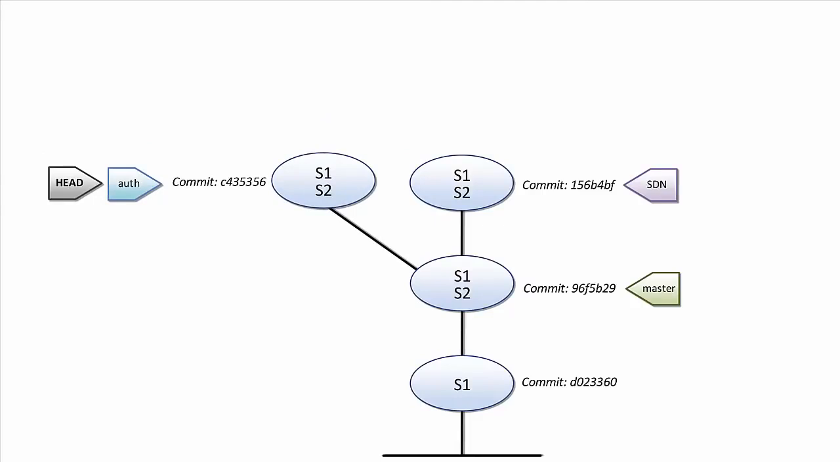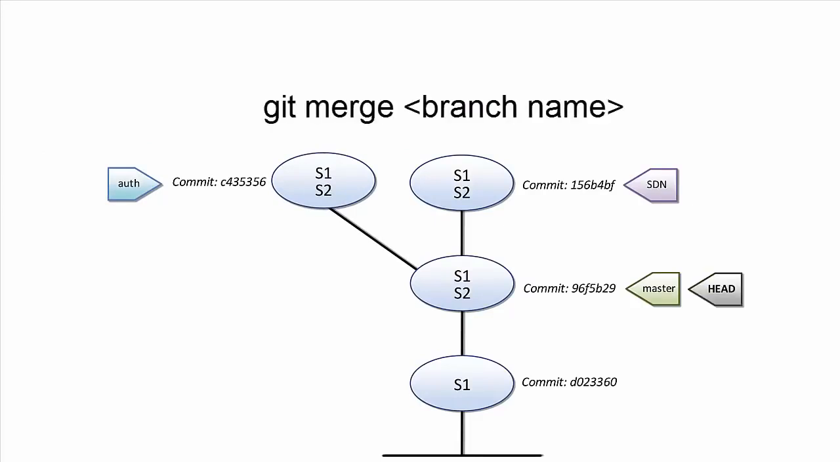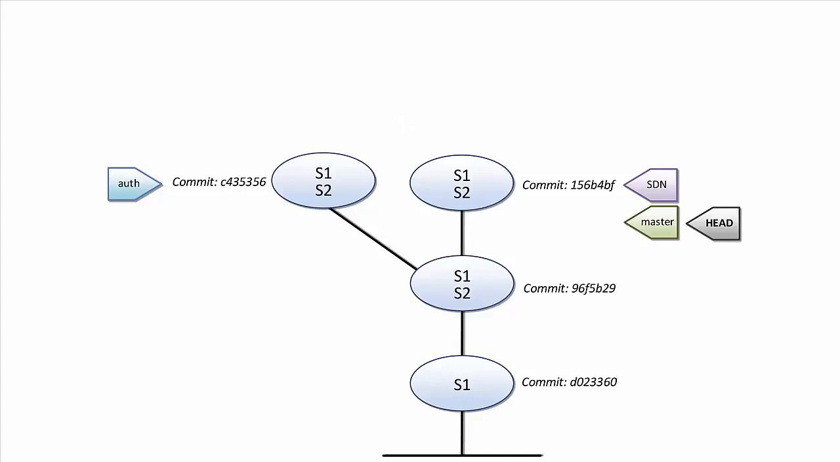First, we merged the SDN branch. We checked out master and ran git merge SDN. This was a fast forward merge since there was a direct path from master to SDN. In our case, we only had 1 hop, but many hops still would have been a fast forward merge.